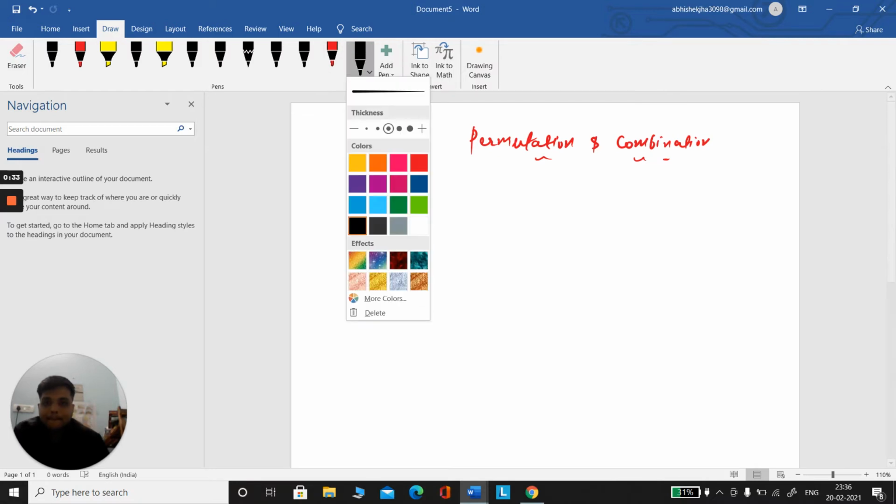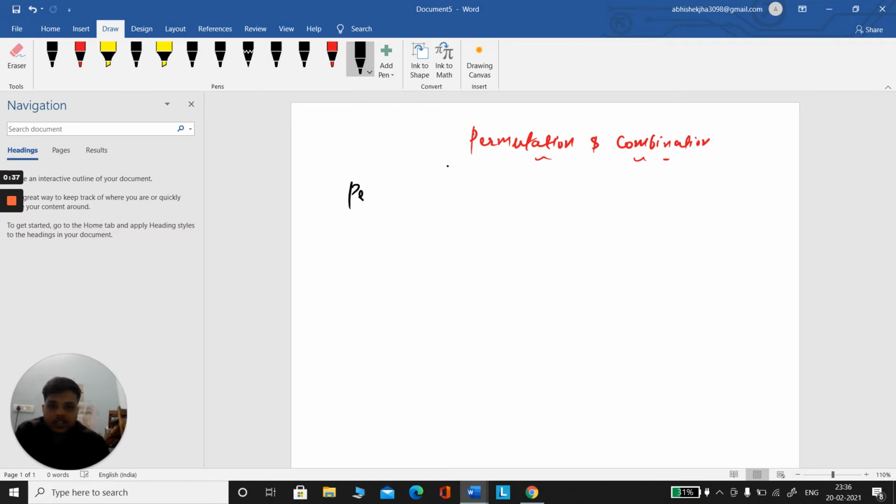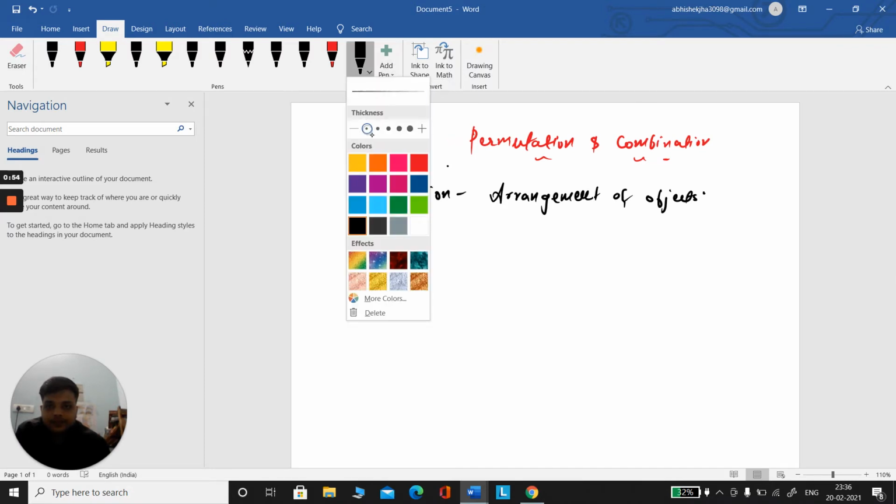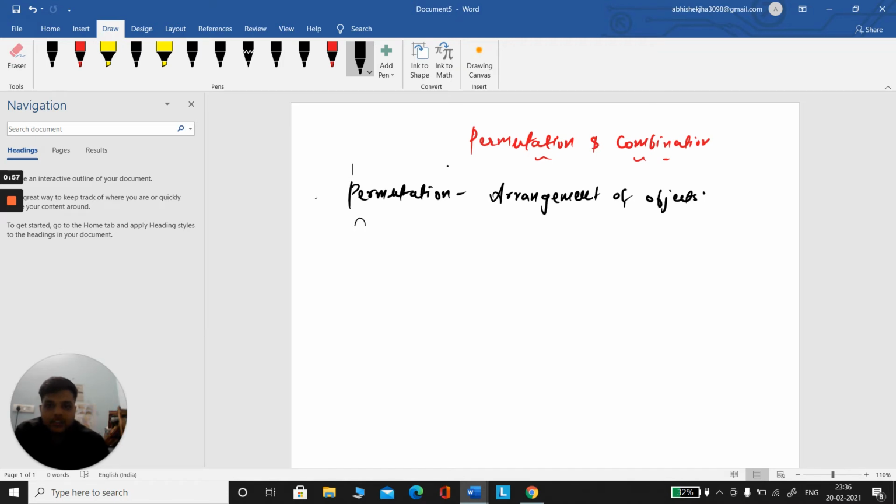So basically permutation is basically arrangement of objects, whereas combination depicts selection of objects. So let me define these 2 points.